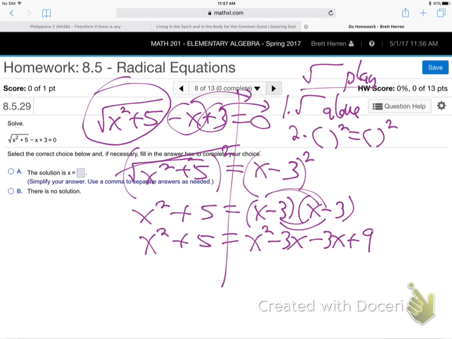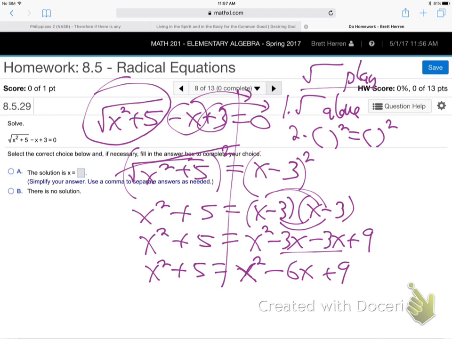Is that good to there? Let's gather some like terms. Minus 3x minus 3x is minus 6x. Now what do we do? What are we always supposed to do when we see x squared? Get a 0, right? When the sea monster rears its ugly head, get a 0, right?